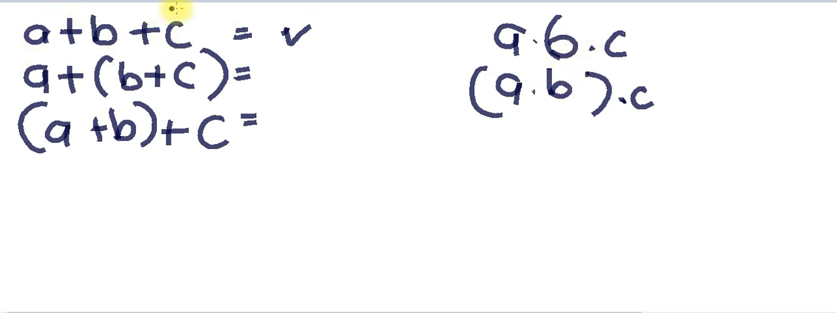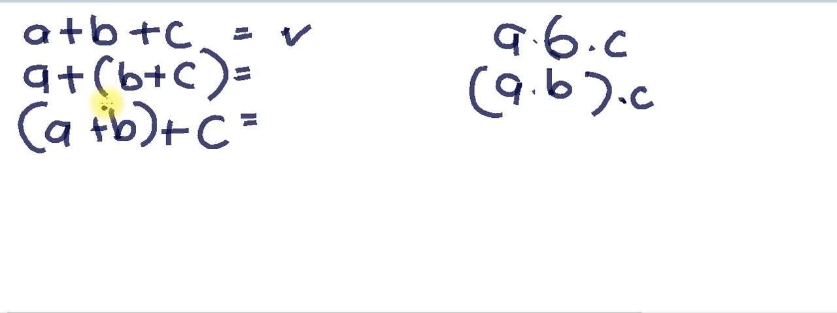First, I want to give an example in addition. We have a plus b plus c with no parentheses. In the second equation we have a plus, in parentheses, b plus c, and the third one is, in parentheses, a plus b, and then plus c. When you encounter one of these, like a plus (b plus c), you can remove the parentheses and solve like the normal a plus b plus c. Same with the third equation: you can remove the parentheses and solve like the normal one, a plus b plus c.